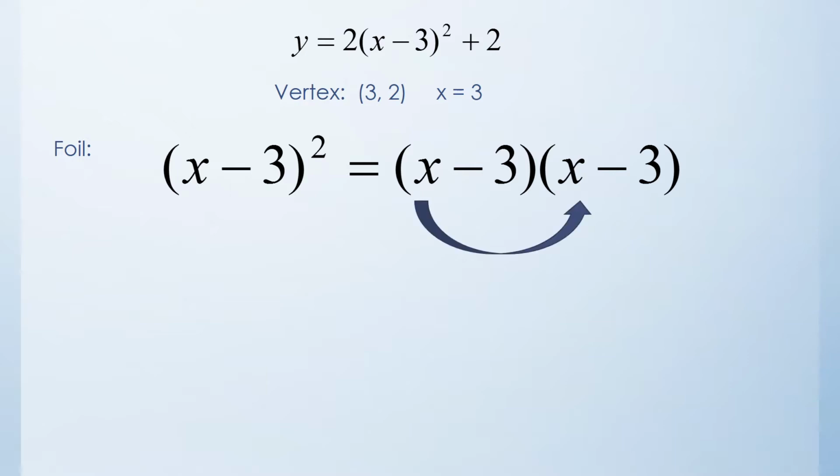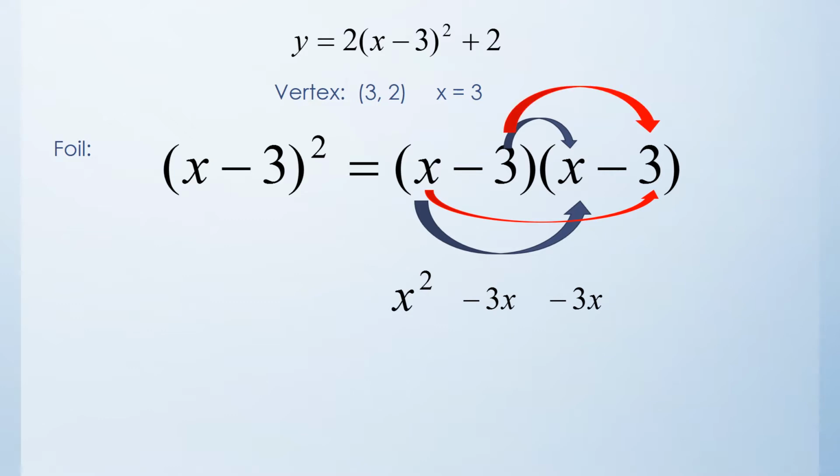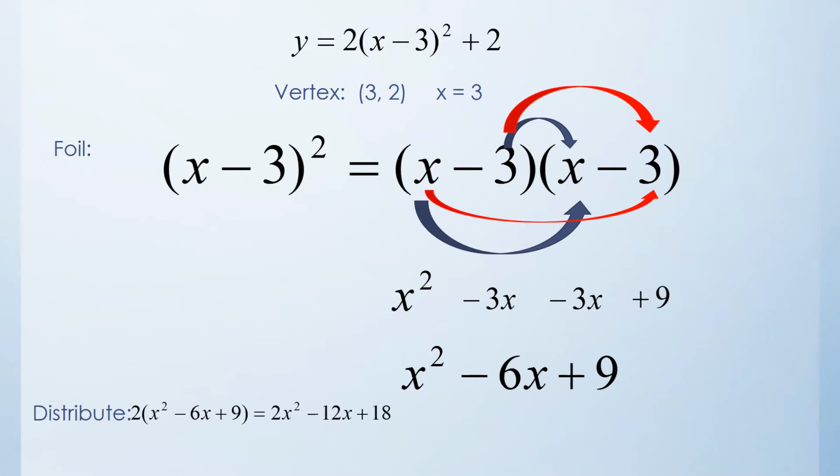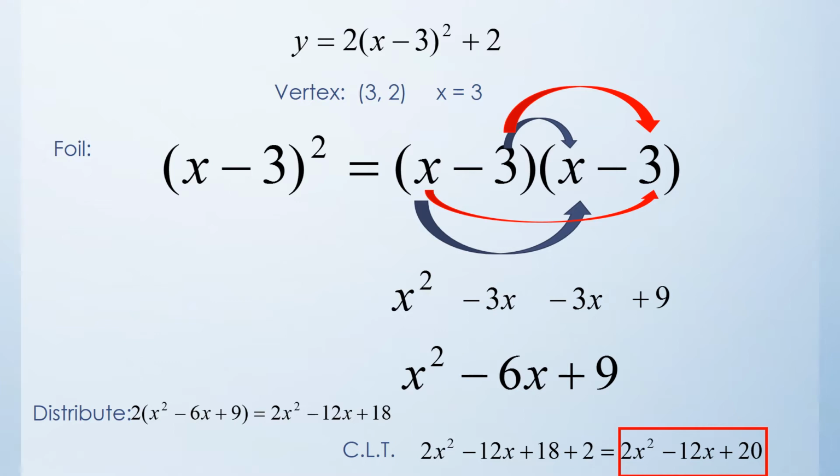We multiply that, we get x times x, x times -3, -3 times x, and -3 times -3, which is +9. Now, after collecting those like terms, I get x squared minus 6x plus 9. Now I need to distribute the 2. Once I've distributed the 2, I have to add the original 2 from the beginning, the plus 2 that was there. And that's my final answer.